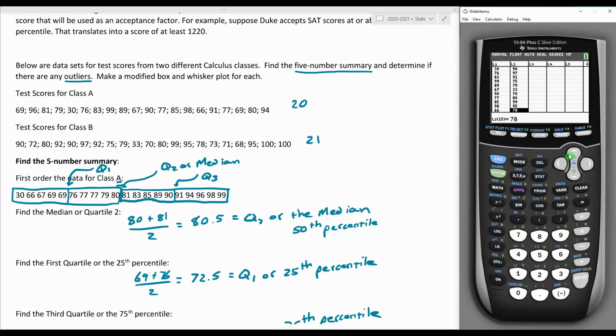And then over here in list 2, I put the data for class B. Right? So I can put in all the data at once, so you can have as many lists as you want here, and you'll get a listing of that data in each one.